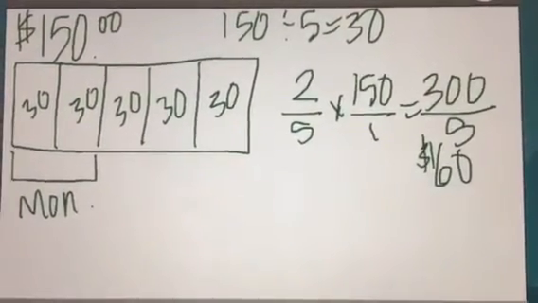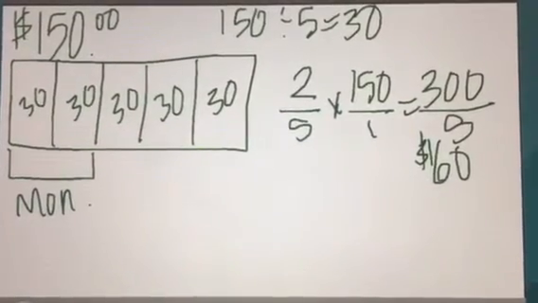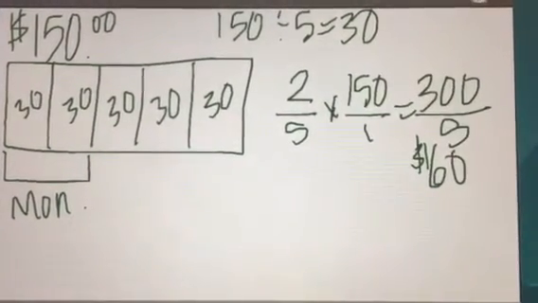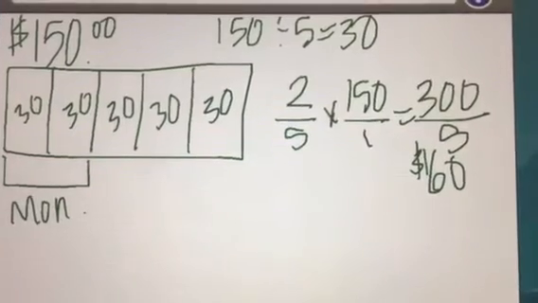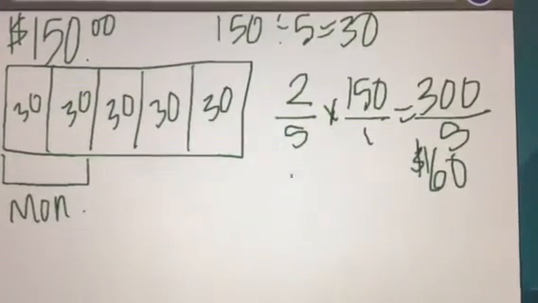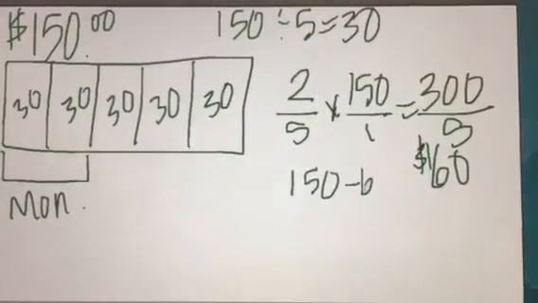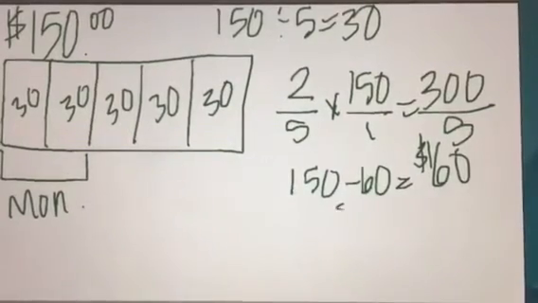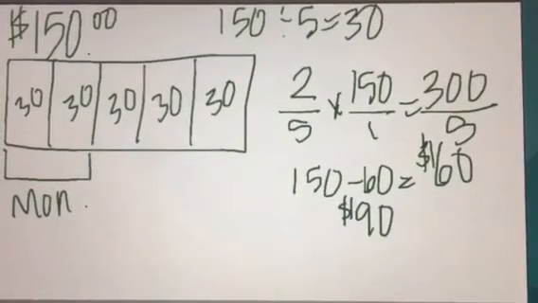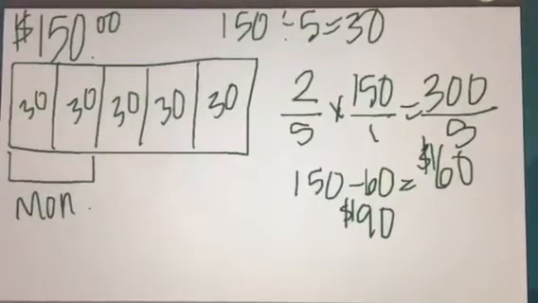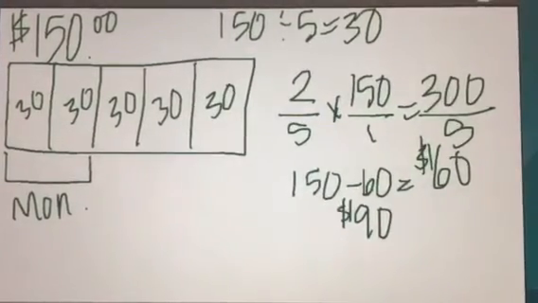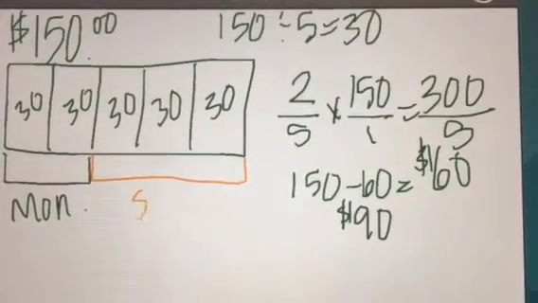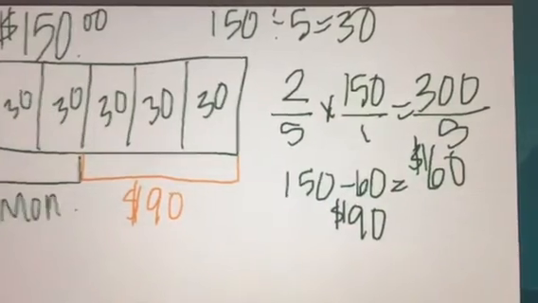But if I know that's 60, I know the other part is 90, right? So I see that in my bar. I can also just subtract 150 minus 60 and get $90 as the part that's remaining, right? I hope we all can see that the remaining part right here is $90.